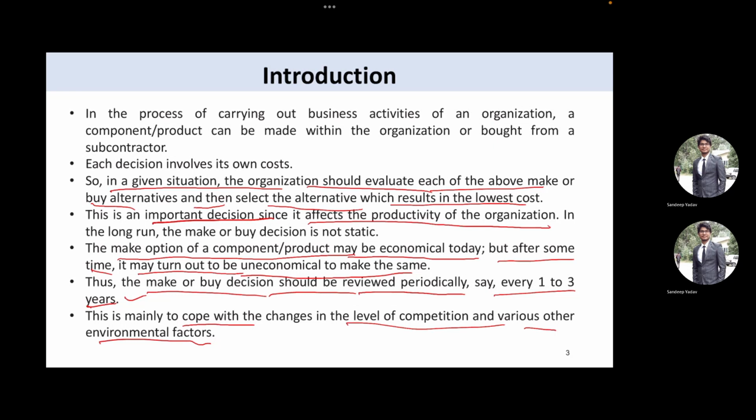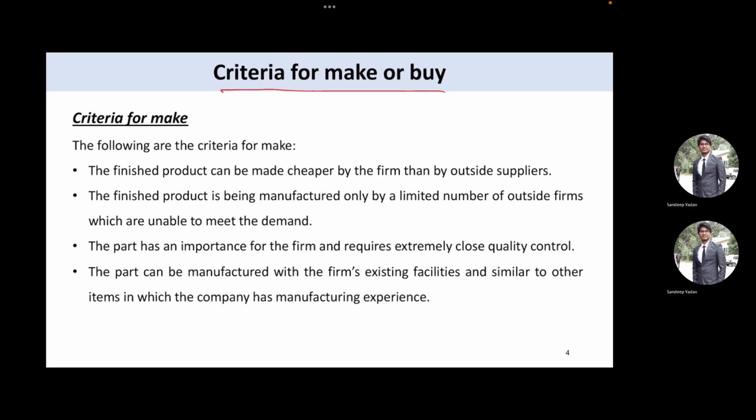So, what are the criteria for the make and buy choices? First, we will learn what the criteria are to make. These are the following criteria to make. The finished product can be made cheaper by the firm than by the outside supplier. The finished product is being manufactured only by a limited number of outside firms which are unable to meet its demand. So if you want a finished product, we should keep in mind that only a limited number of firms produce the finished product.